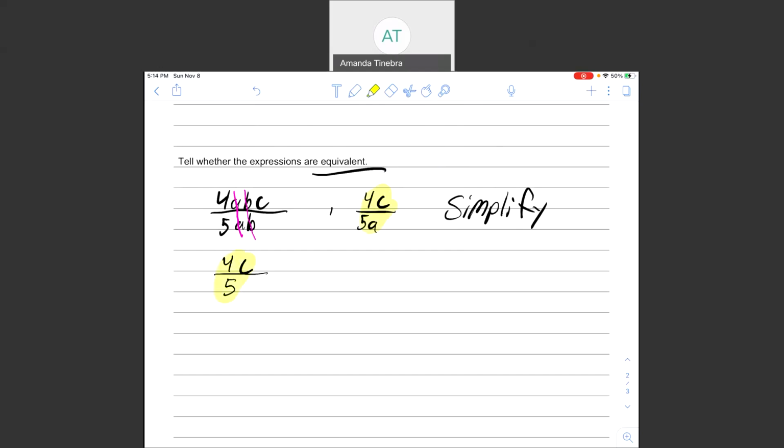So now I want to look at these and say, are these two things the same? And the answer is that no, they are not. So to tell whether things are equivalent, all I'm doing is saying, okay, let's simplify these, see if they're the same. If they're the same, then they're equivalent. And if they're not, and so they are not in this case, then the answer is no, they are not equivalent.